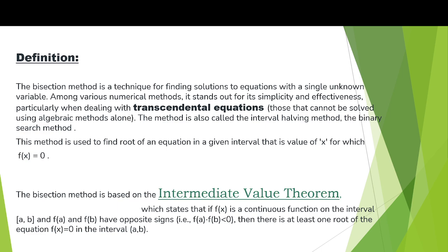The bisection method is based on the intermediate value theorem, which states that if f of x is a continuous function on the interval a, b, and f of a and f of b have opposite signs, that means f of a dot f of b should be less than or equal to 0, then there is at least one root of the equation f of x equals 0 in the interval a, b.